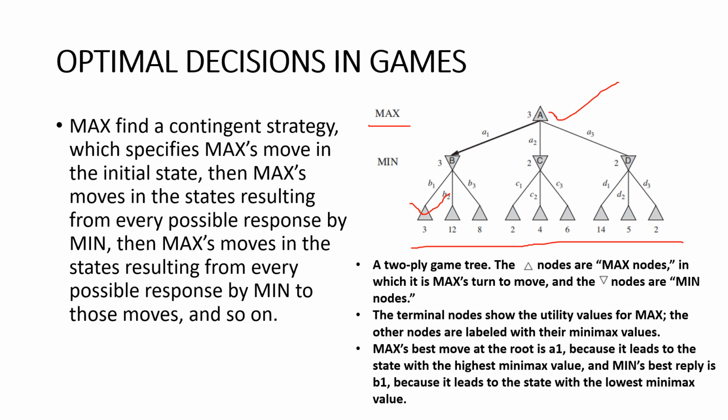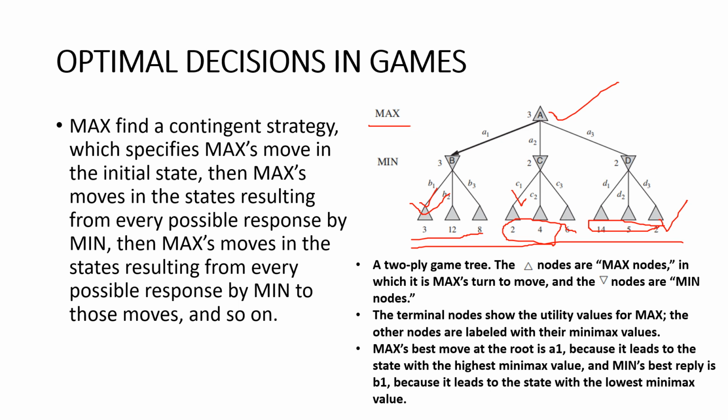So min will choose the minimum value among 3, 12 and 8. So it will choose the minimum value, that is 3. 3 will be chosen. In the next case, that is 2, 4, 6, then 2 is the minimum, so it will select this one. Then min chooses among 14, 5 and 2. Here the minimum is 2, so this path will be selected.